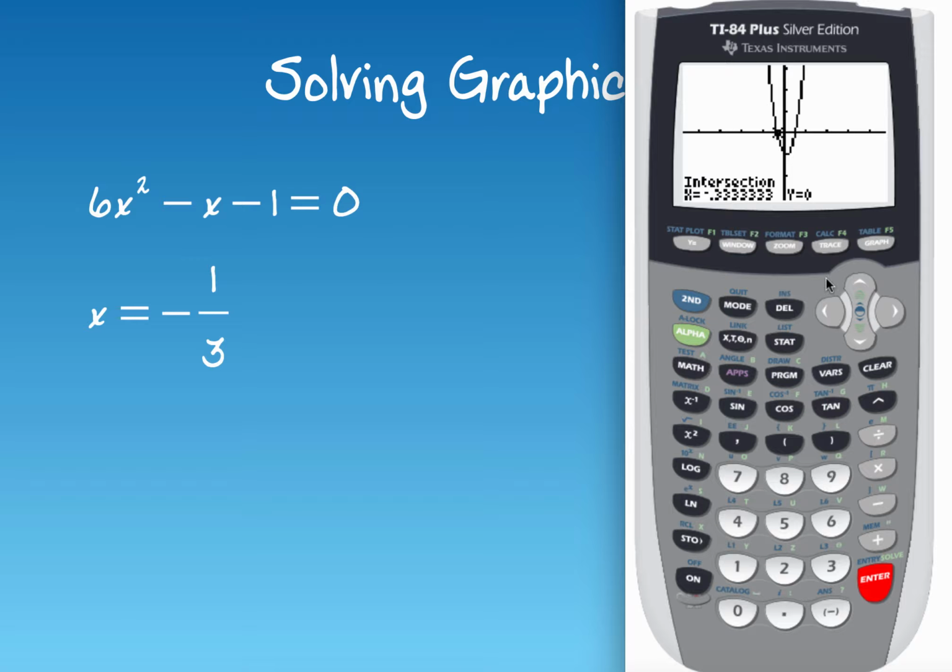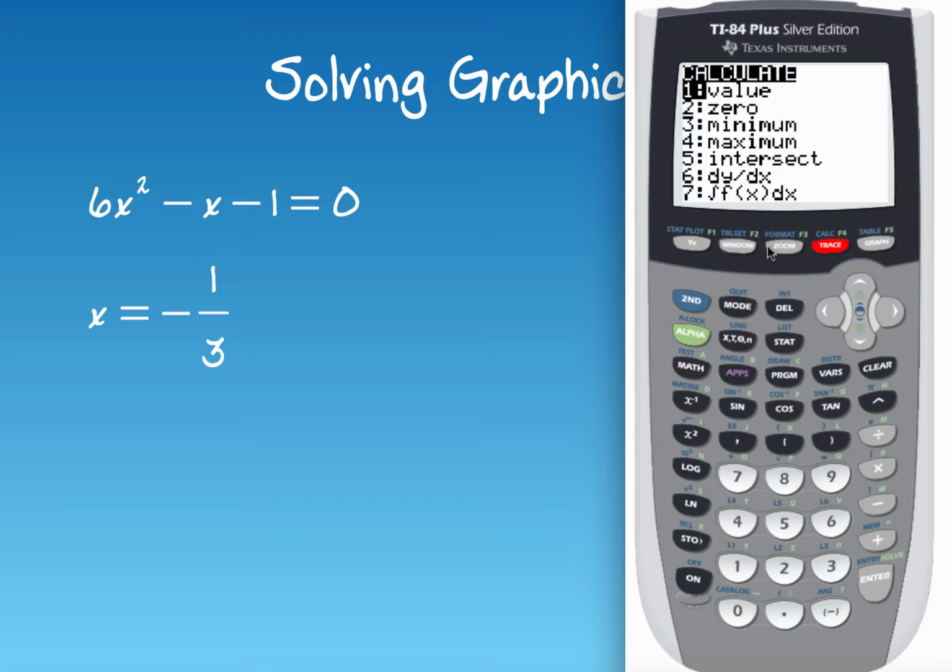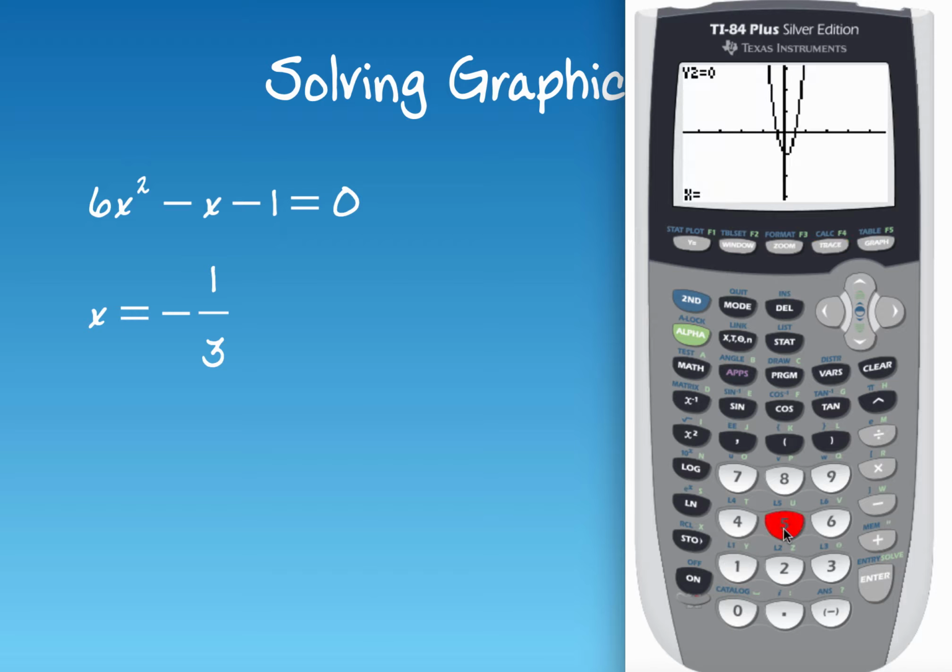Okay, let's go ahead and find the second intersection. So we do the whole process again. Second trace, option number 5, and I'm going to scroll to the intersection. Hit enter 3 times, and I see my second intersection is at 1/2. So I have my 2 solutions, x equals negative 1/3 and x is equal to positive 1/2.